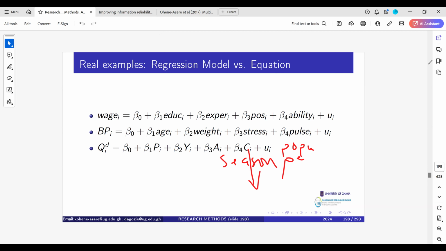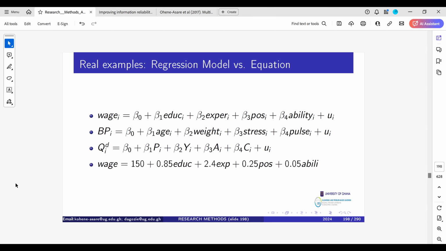Now I want you to look at this final bullet. Look at it carefully. The final bullet is the same as the first bullet, but there are two main differences. The first one is called a specified regression model. The last one is known as an estimated regression equation. What's the difference?